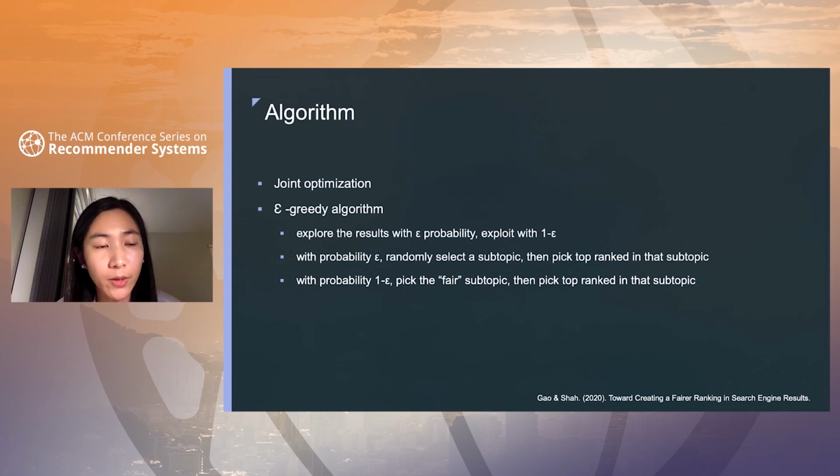So we developed the epsilon-greedy-based algorithm, which explores the results with epsilon probability, which represents the randomization here, and exploits, which improves the fairness, with probability 1 minus epsilon. In other words, with probability epsilon, we randomly select a subtopic group, and then we pick the top one in that subtopic. With probability 1 minus epsilon, we pick the fair subtopic and then pick the top one in that subtopic. So a special case is that with epsilon equal to zero, we always make sure that we pick the fair subtopic. So the lower the epsilon, the higher the fairness we would expect.